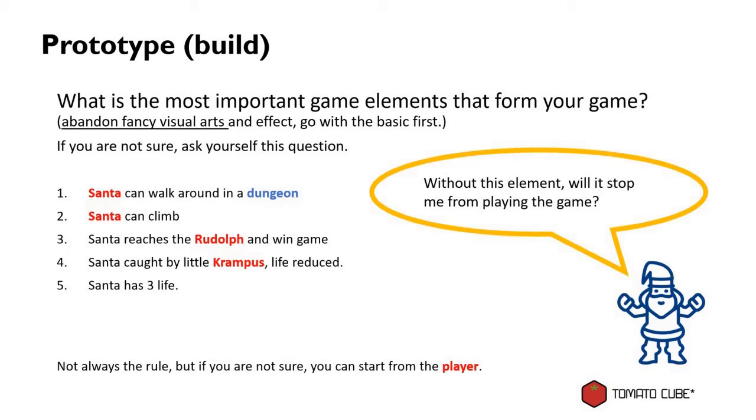And in the event that you're not sure what the basic things are that you need to start with first, you can start from the player. It's not always the rule, but if you're not sure, then you can always start from the player. Start building the player first and whatever things that the player can do. Then you slowly add more elements to it. Now that I have my items listed down to build the prototype, I can switch over to my MakeCode Arcade to start my coding.